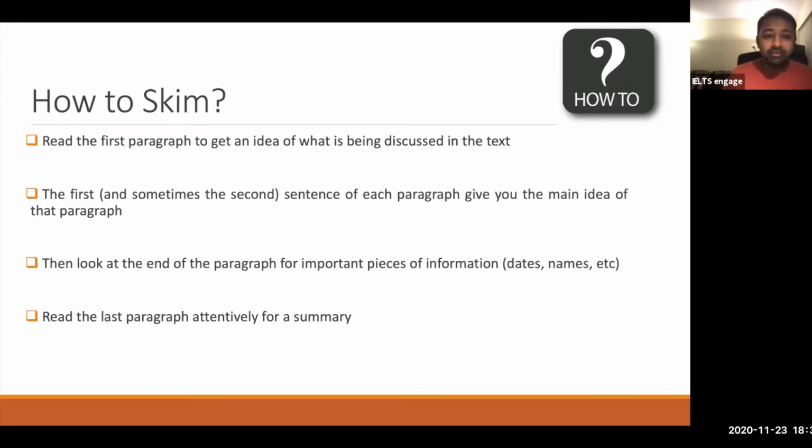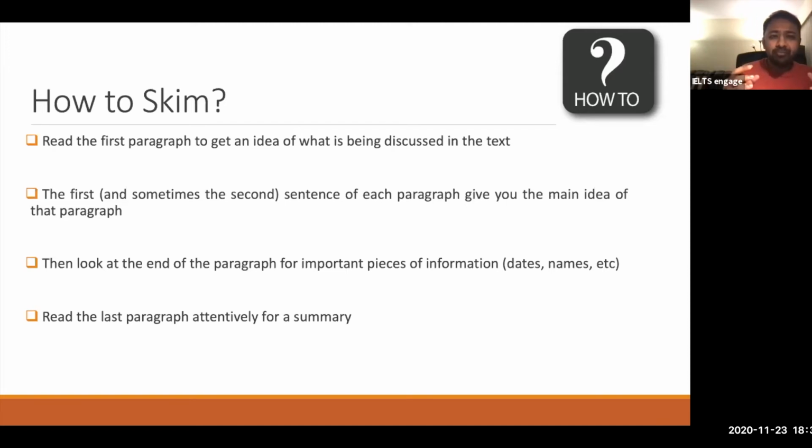Now, how do we skim? A few steps that we need to follow. The first thing would be to read the first paragraph. This is done to get a general understanding of what the passage is going to talk about. And then you look at a couple of first sentences in each paragraph to understand the main idea, and then you look at the end of the paragraph, maybe one or two sentences at the end of the paragraph.